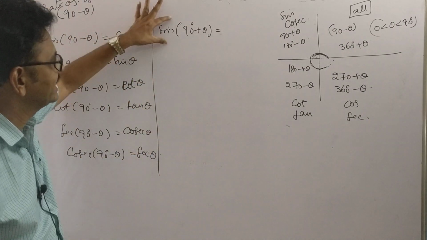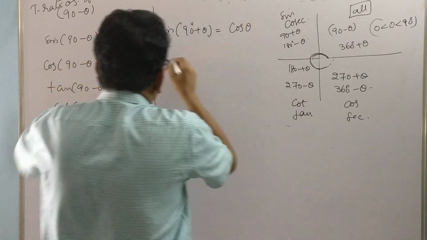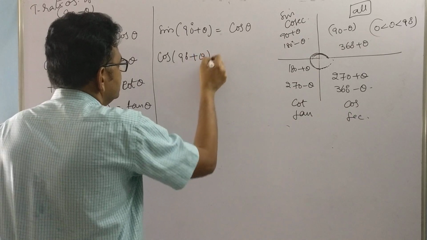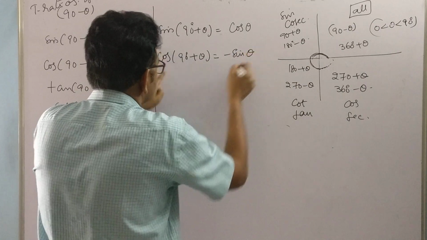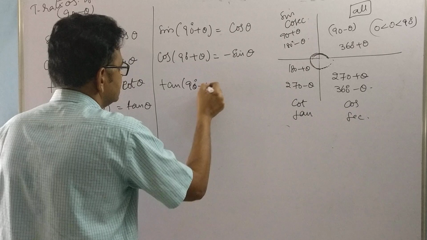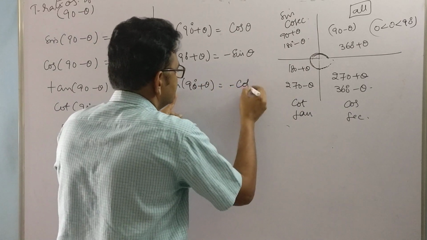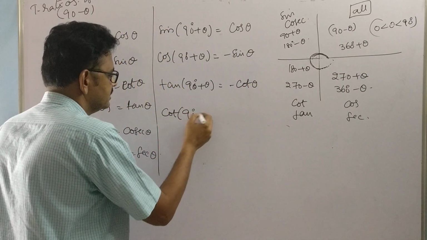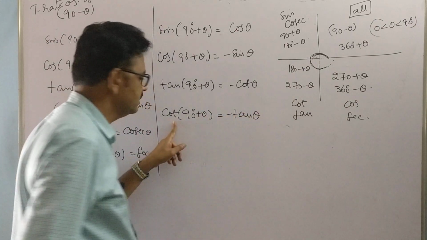Okay, this is second quadrant, so this is plus cos theta. And cos of 90 degrees plus theta is equal to, in second quadrant cos is negative, so minus sin theta. And tan of 90 degrees plus theta is equal to, in second quadrant tan is negative, so minus cot theta. And cot of 90 degrees plus theta is equal to minus tan theta, because in second quadrant cot is negative.